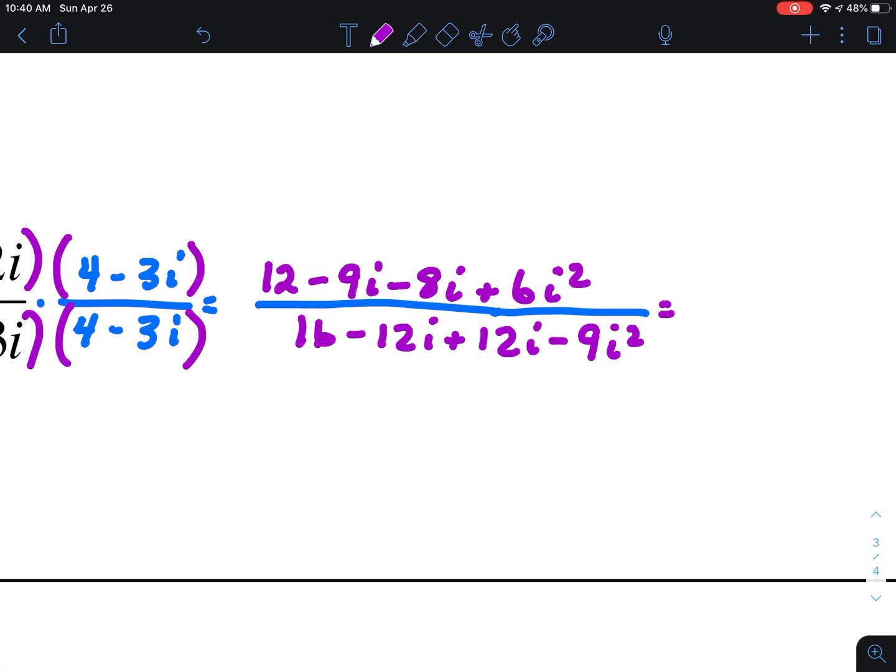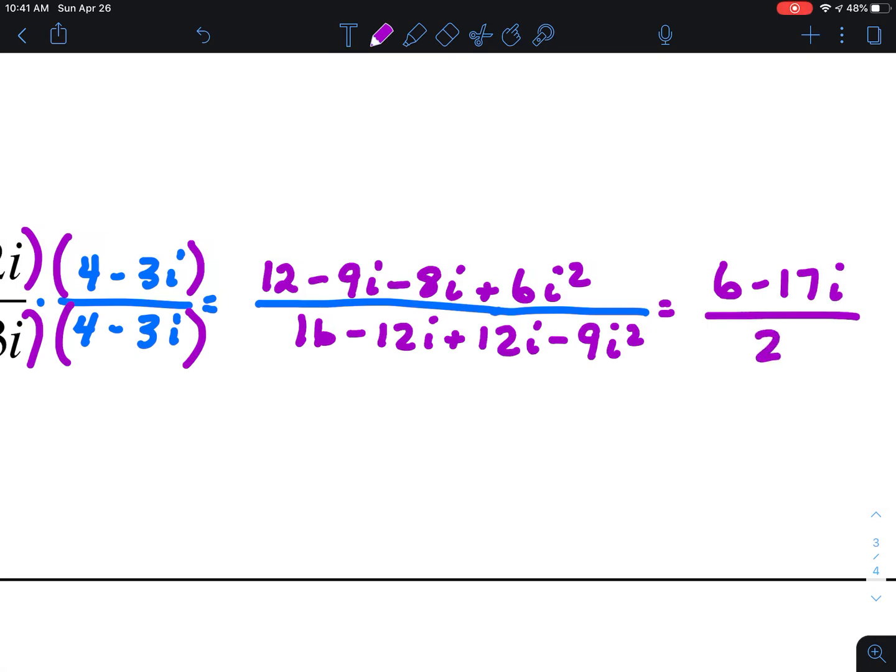A little bit of simplifying. Remember how it goes? I squareds become negative 1, and we combine the i terms together. So we get 12 minus 6, that's 6 minus 17i. That's my numerator. In my denominator, 16 plus 9, that would be 25. Can I simplify? Nope. 17 is prime.